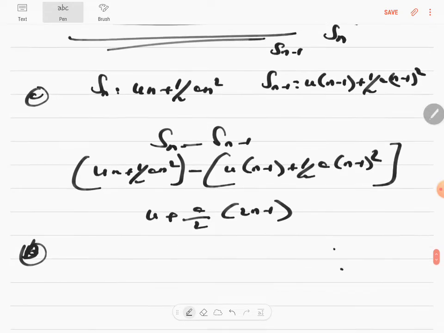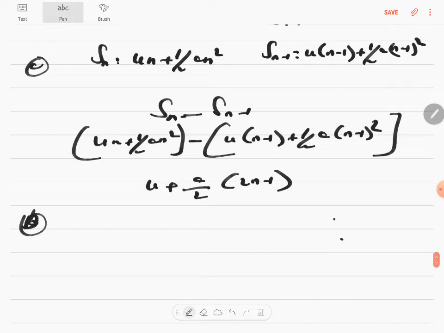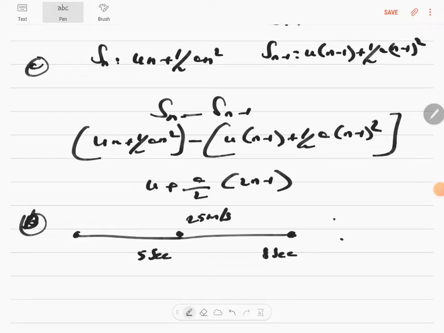A body is moving with a uniform acceleration. Its velocity after 5 seconds, so it takes a time of 5 seconds, and at this point it gets to a speed of 25 meters per second. And after 8 seconds it is 34 meters per second. So till here he comes at 8 seconds, and at this juncture he is increasing to 34 meters per second.